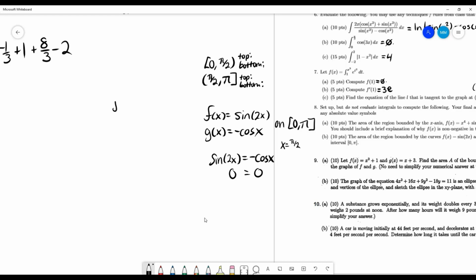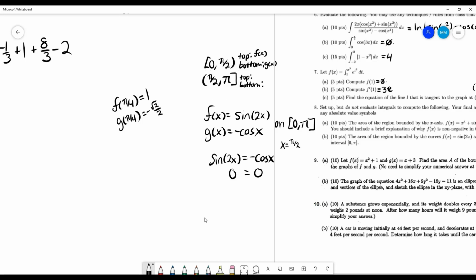So let's say f of pi over 4, that's going to be sine of 2 times pi over 4, so that's sine of pi over 2, which is 1. G of pi over 4, however, is going to be negative cosine of pi over 4, which is negative square root of 2 over 2, which is less than 1. So my f of x is my top there. My bottom is the g of x.